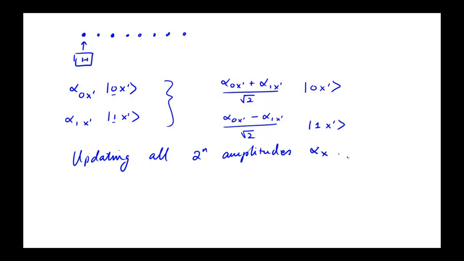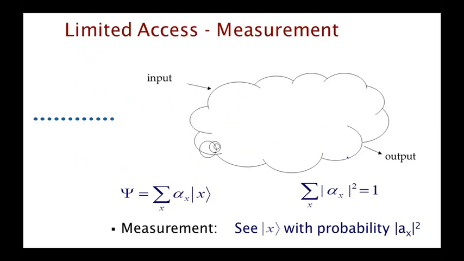Okay, so there's a bit of a rub. The problem is that this is the private world of nature, this exponential superposition. As soon as you look at the system, you only see one of the n-bit strings with probability alpha x magnitude squared. This is meant to be an alpha.